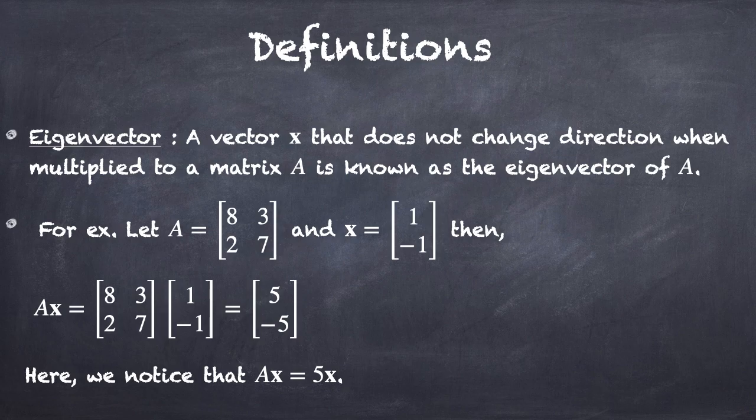Eigenvalues. Suppose we have a vector x that does not change the direction when multiplied to a matrix A is known as eigenvector of the matrix A. So let's think about it. So suppose we have a vector which is two-dimensional.